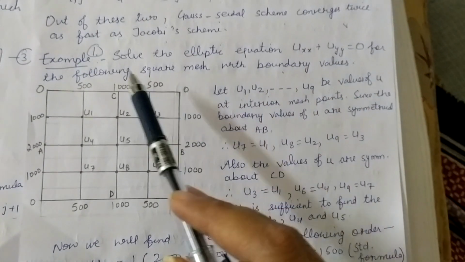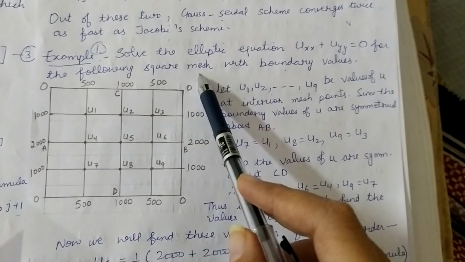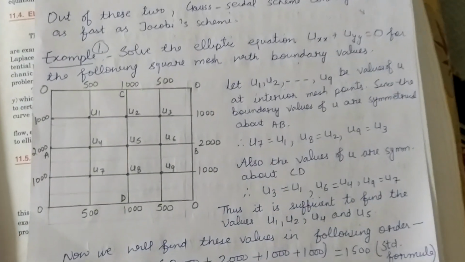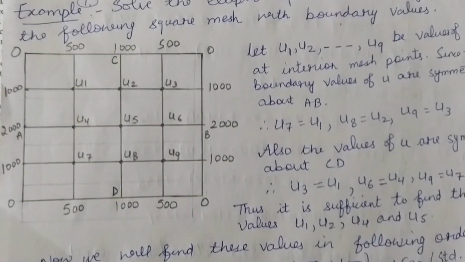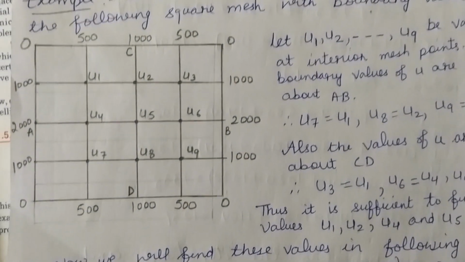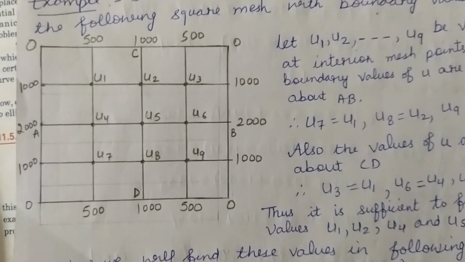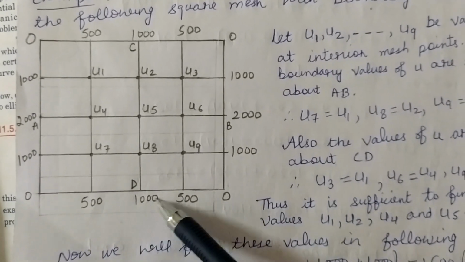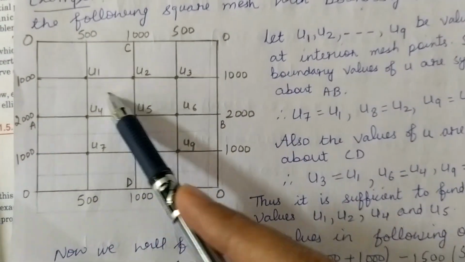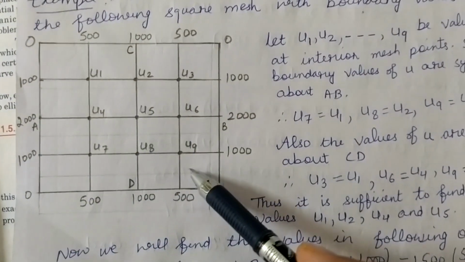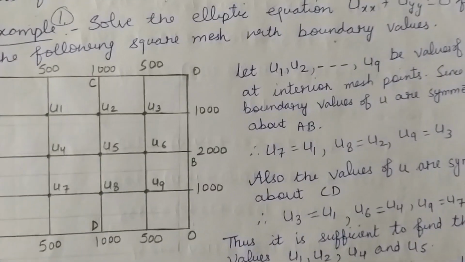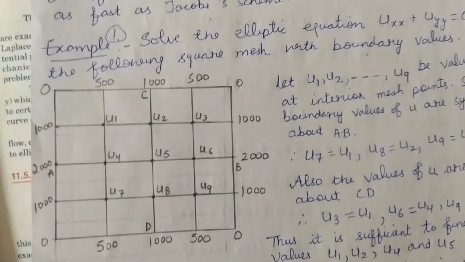Okay, and what is given to you? You are given a square mesh with boundary values. This mesh is given to you. Look at this. In this mesh, the boundary values are given. The boundary values are 500, 1000, 500, 1000, 2000, 1000, all these. And these are your mesh points on which you have to find out the values. Okay. Now, it is given that it is a square mesh. This means the value for h and k is same.